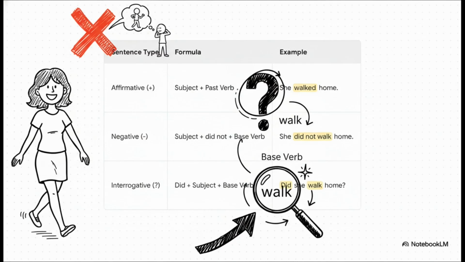Now, here is the most important part, the place where almost everyone makes a mistake. Look at the main verb again. It changes back to its original form, walk. Once did is on the scene, it carries the past tense for the whole sentence.